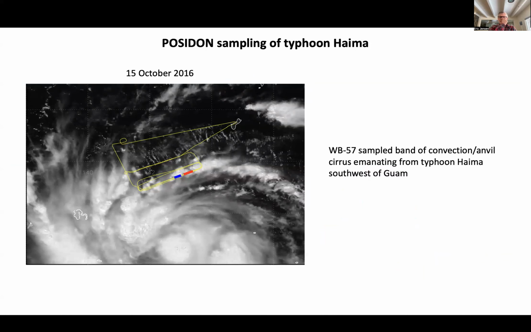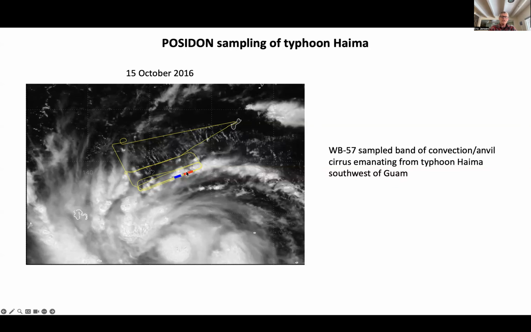Moving on to the POSIDON example, and again out of Guam, there was another typhoon nearby. This was perfect because it was right on our doorstep, but not overhead. So it didn't keep us on the ground, but we could take off and basically get to the typhoon in 20 minutes. So it was ideal. And you can see with the flight track here that we flew back and forth in these bands of convection out at the edge of the typhoon.